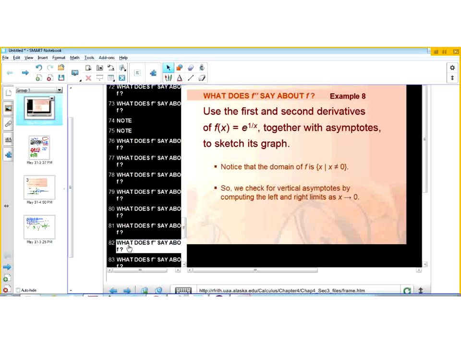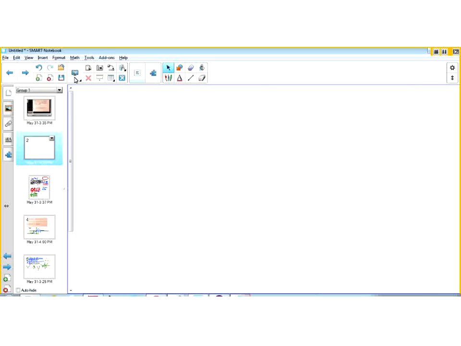All right, slide 82. Okay, so use the first and second derivatives of e to the 1 over x together with asymptotes to sketch the graph. So we want to sketch the graph of e to the 1 over x. So let's walk through that.